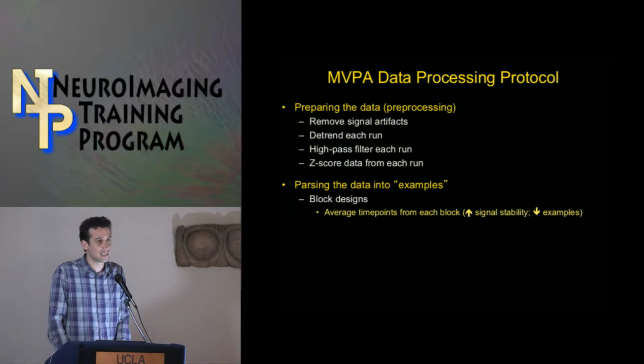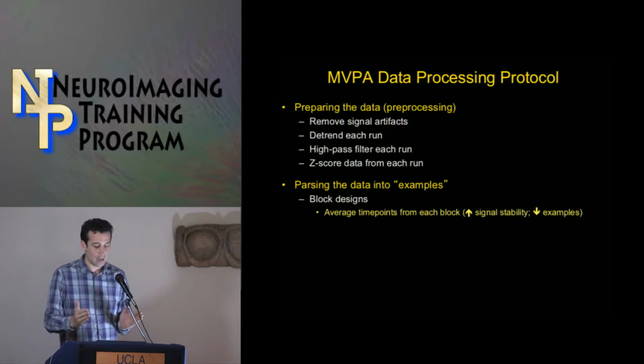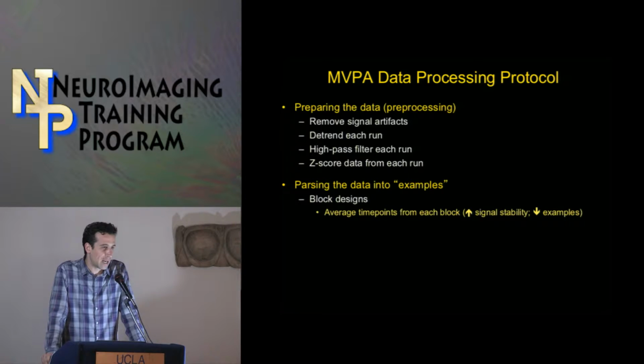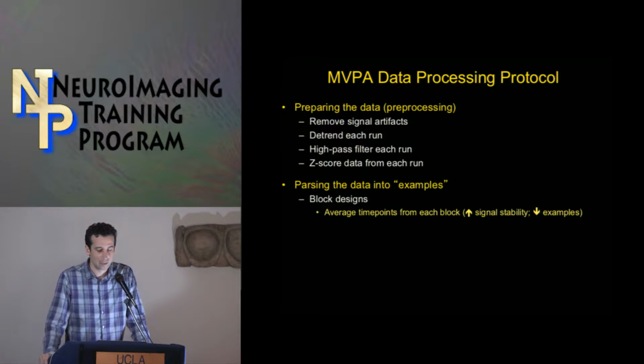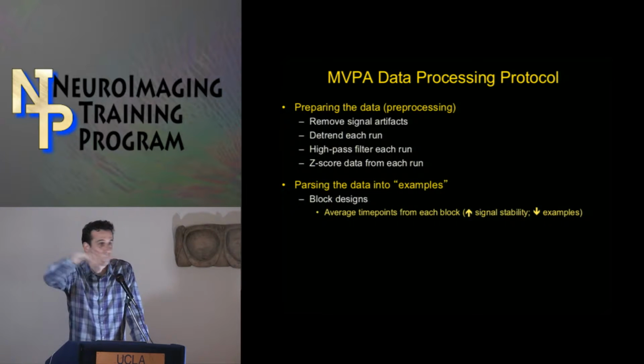So for block designs, people will typically average all of the time points within a block. If you have a 20-second block, you could just average those 20 seconds. You might want to do a little bit of time shifting to account for the hemodynamic delay. So you can start 4 seconds into the block and decide if you want to truncate at the end of the block or go a few seconds past the end. But that's one approach. Or you could model it with a regressor.